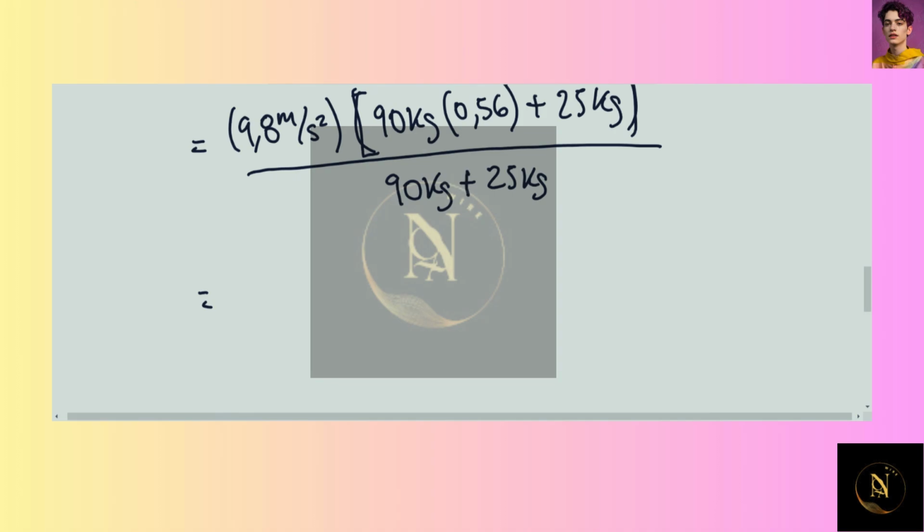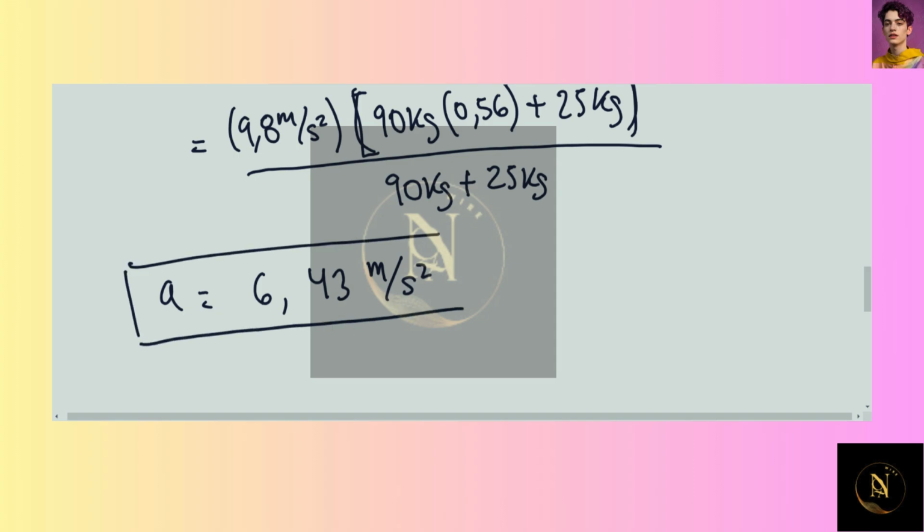So now we are going to find that the value for the acceleration is 6.43 meters per second squared. And this value is the correct value because it is less than the acceleration of gravity.